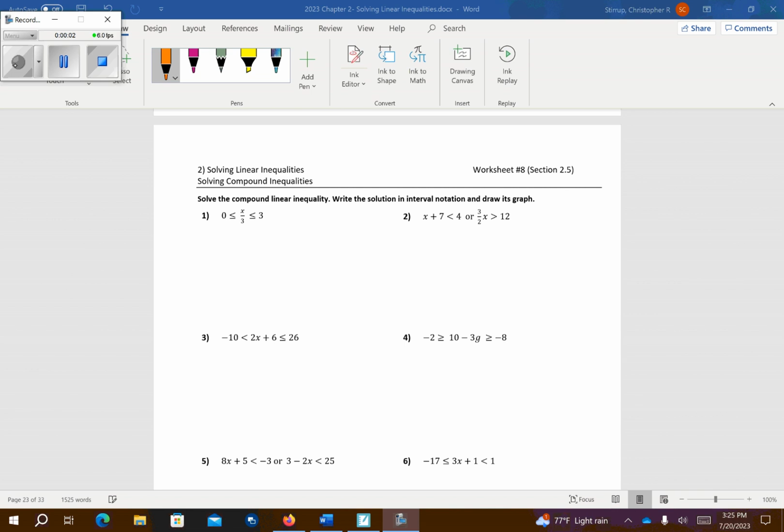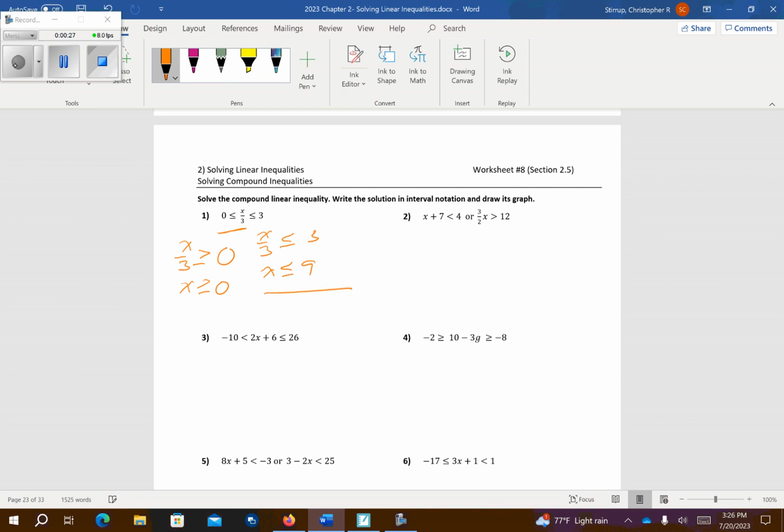ICP Algebra 1, this is SLI, so Chapter 2, worksheet number 8. All right, so we want to solve the inequality. So I'm going to take that first part and then multiply both sides by 3. And then take the second part, multiply both sides by 3.